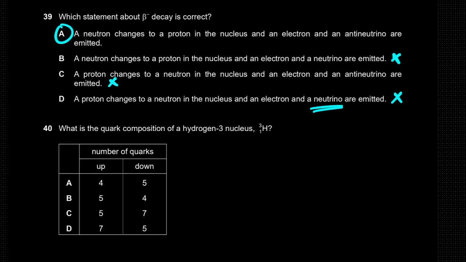What is the quark composition of a hydrogen-3 nucleus, 3H1? So we have basically one proton and 2 neutrons here, right? A proton is UUD, a neutron is UDD. So 2 and 2 makes it 4 up quarks. And yes, obviously the other one must be 5 down quarks. So 2 and 2 is 4 from here, and 1 from here makes it 5.